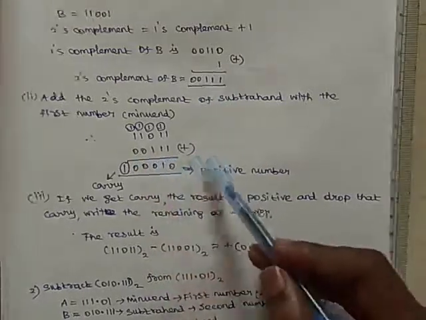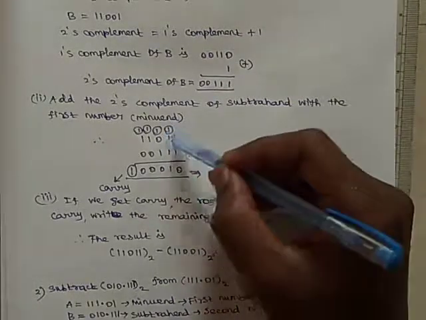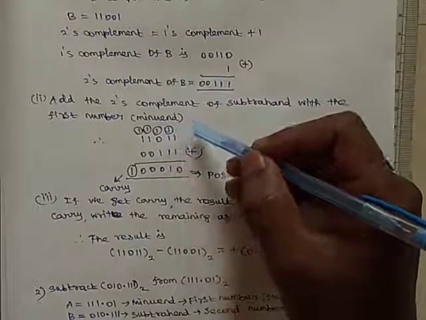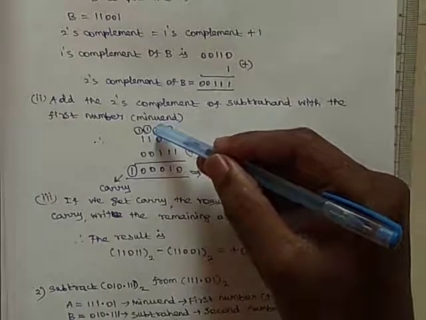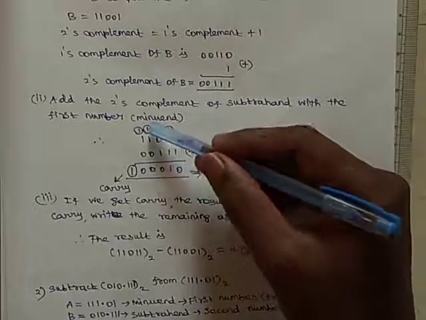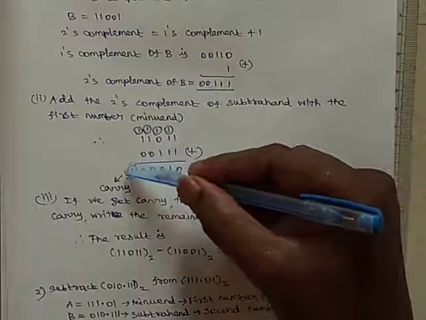So we have to add. So 1 plus 1 is 0, there is a carry 1. So 1 1 1 results in double 1. So 1 is here, another one is carried to the next bit. So 1 plus 1 is 0, here 1. 1 plus 1 is 0, here 1. 1 plus 1 is 0, carry here.